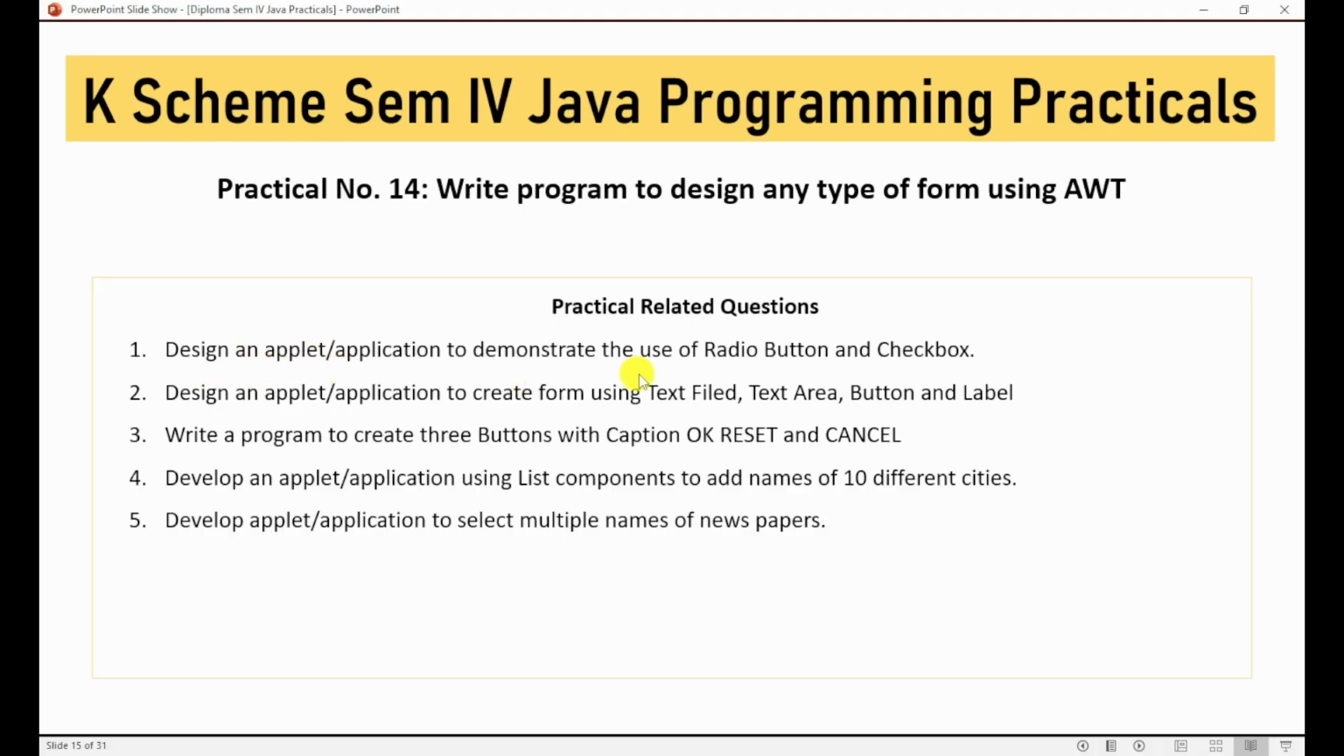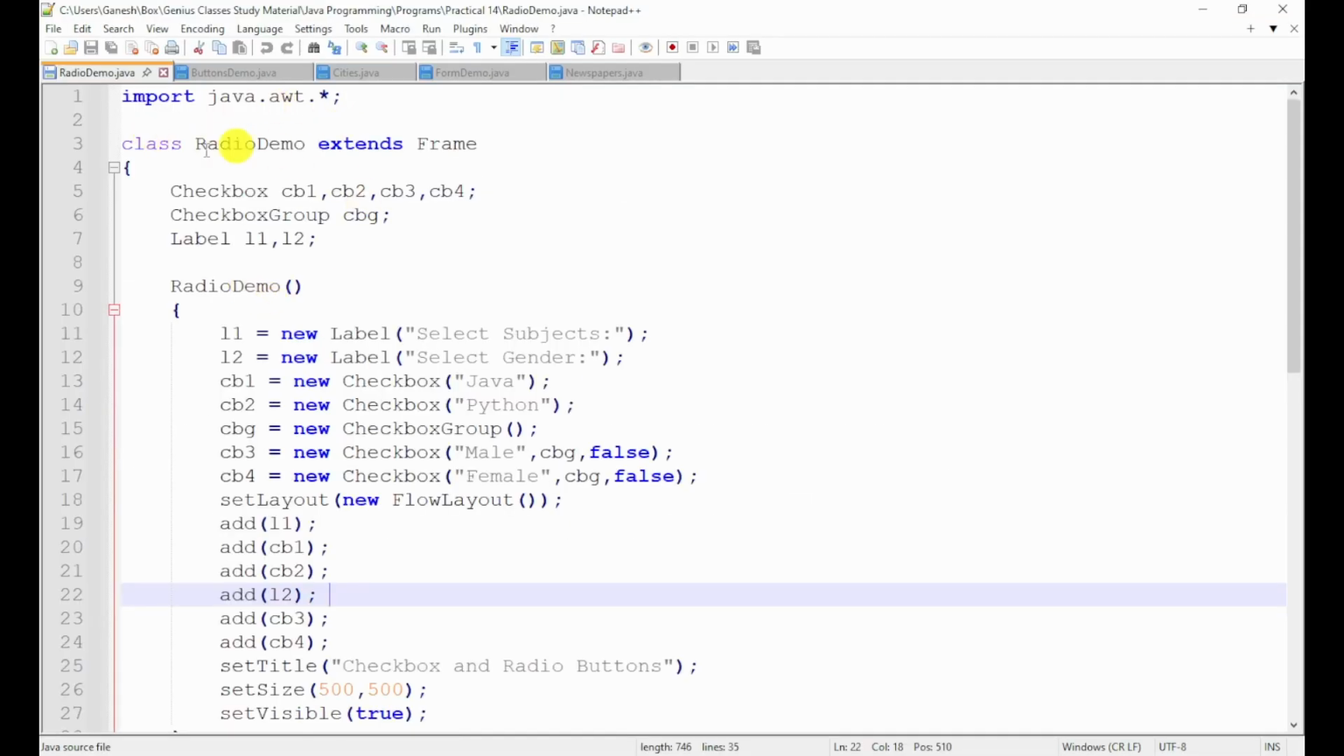So this is the initial code. As we are performing an AWT practical, we have to import the java.awt package, and we import it with .star. What is the meaning of .star? I am importing all the classes and interfaces present inside the AWT package.